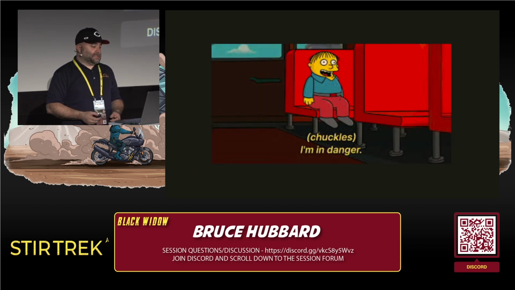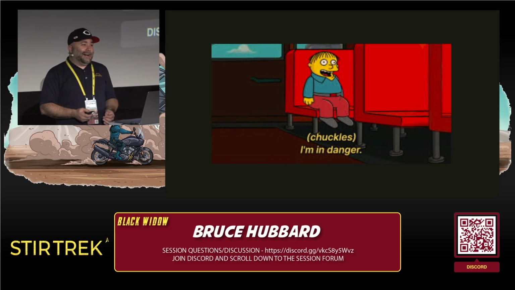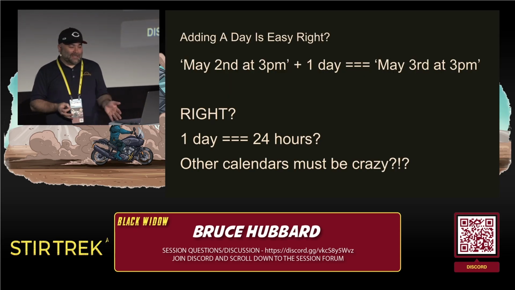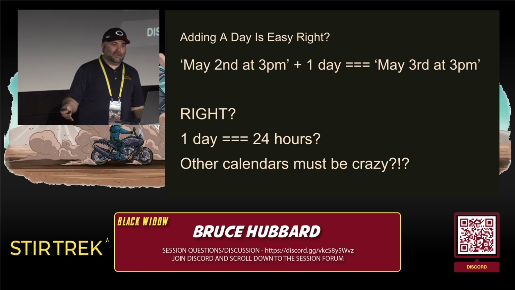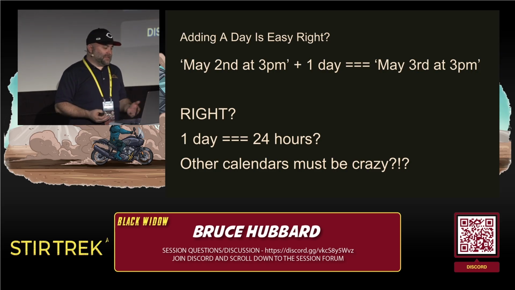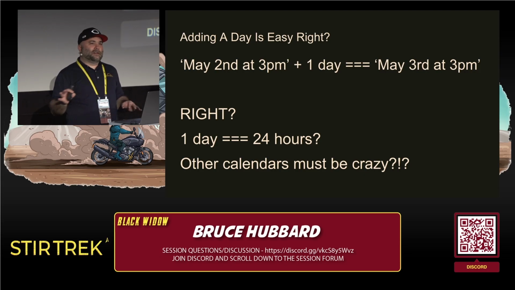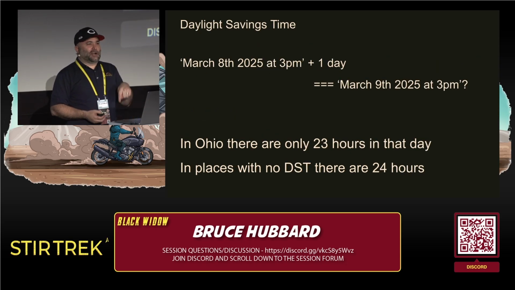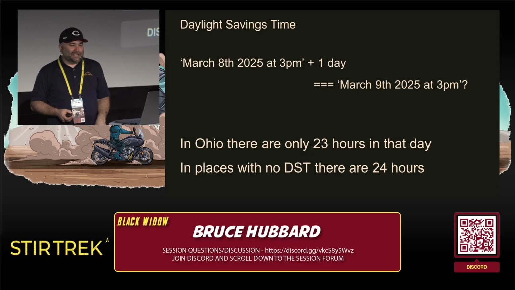So when I read that, I was like, oh, I'm in danger here. It's easy though, right? If you have a day and then you add a day, it's just 24 hours, right? Like today at 3 o'clock plus 1 day is tomorrow at 3 o'clock, right? I'm like, so this must be some weird quirk with some other calendars. And then it dawned on me, oh no, it's actually our calendar that does this. It's because of things like daylight savings time.